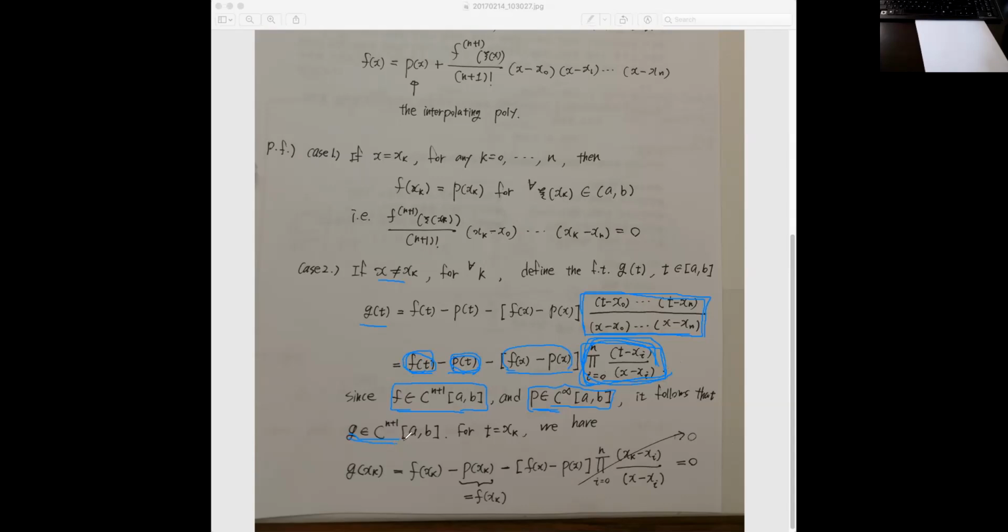Okay, so for t equal to a node, t equals xk, then g of xk is f of xk minus p of xk minus this. But you see, since this polynomial is going to be 0 when t equals xk, and since p of xk is equal to f of xk, f of xk minus p of xk is 0. So g of xk equals 0. Okay. So now, next one.